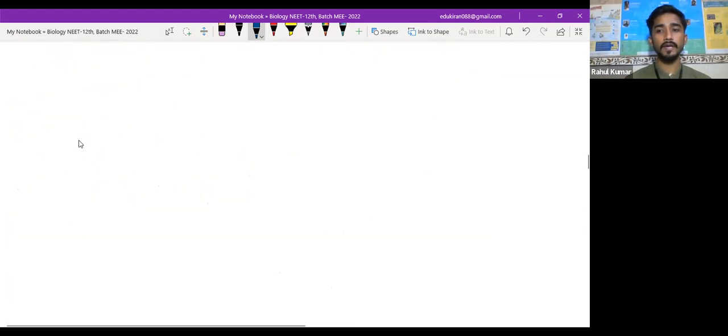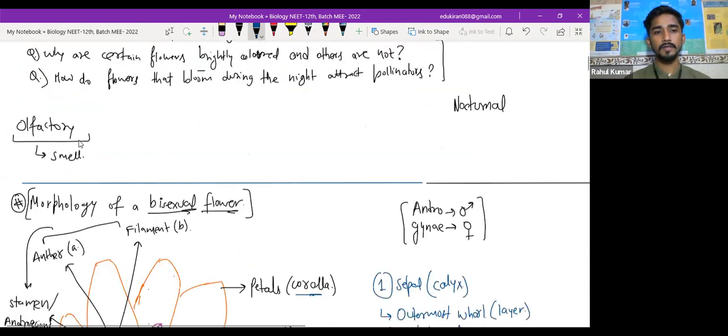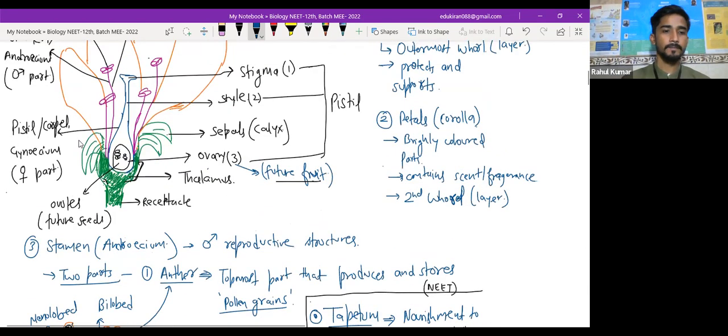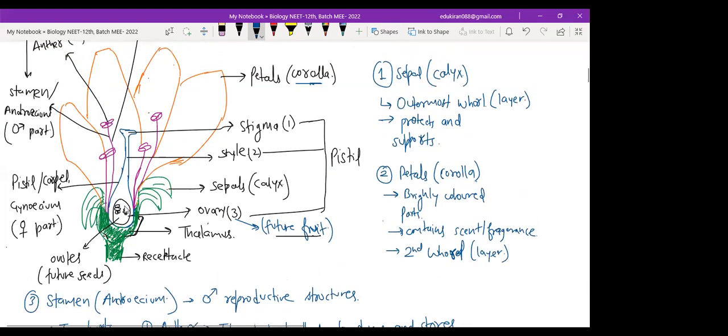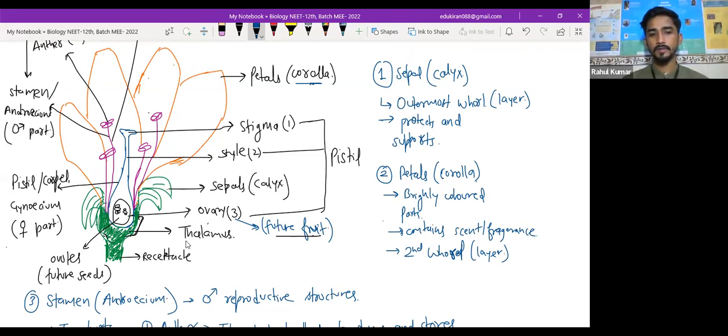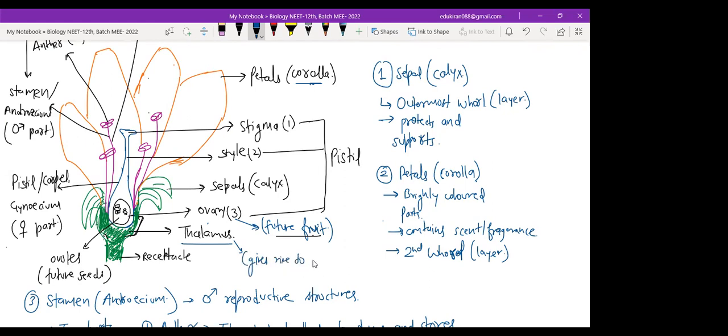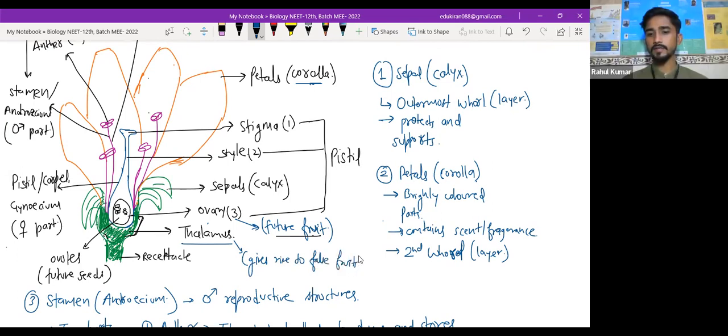If I go back all the way to the top, I think, yes. You see here? Can you see the screen, Nida? Yes. Ovary, the tissue around the ovary is called thalamus, right? Yes. So thalamus gives rise to false fruits. So in false fruits, this thalamus actually ripens instead of ovary.